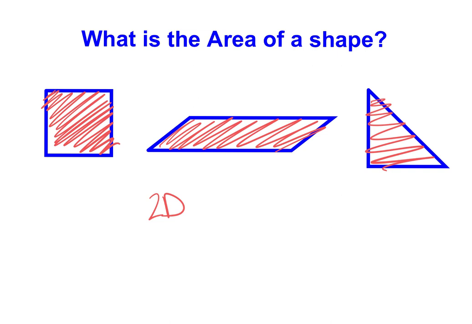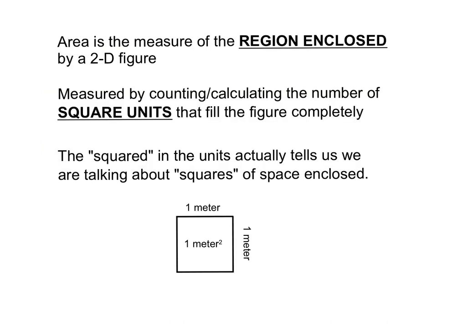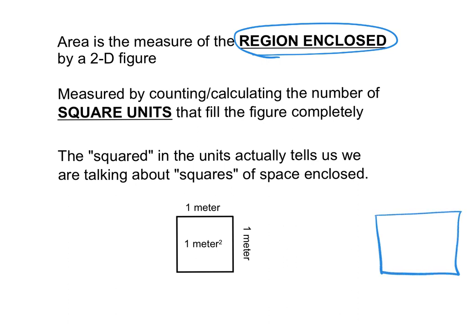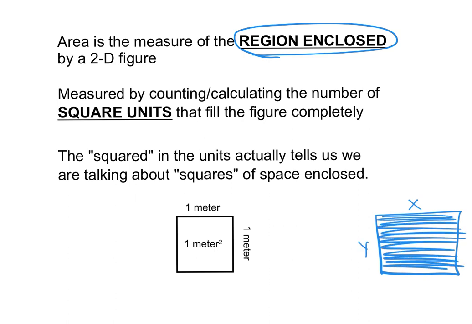But remember, with area, we're looking for the space inside. Perimeter is along the outside, and area is the space on the inside. Now, area is a measure of the region enclosed by a 2D figure. So as we said on the last page, if we had a rectangle with some measurements on it, we don't know what they are, it's this whole space on the inside.